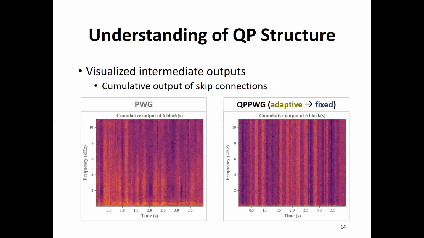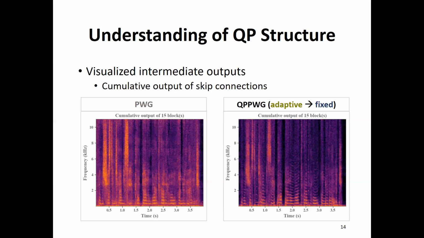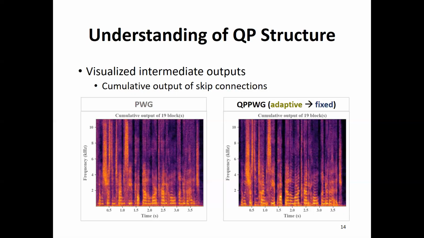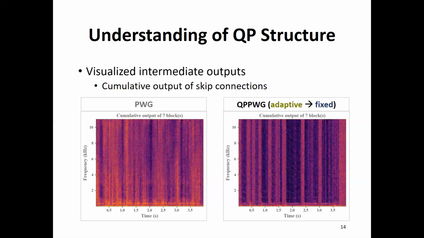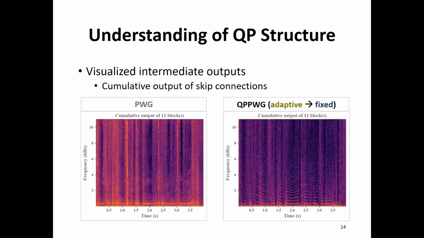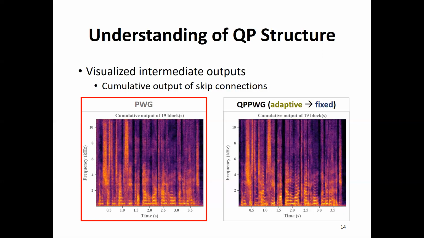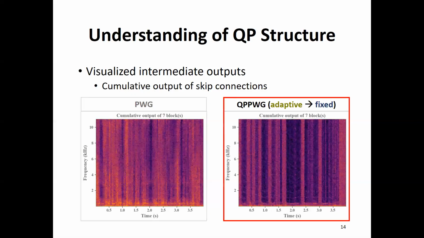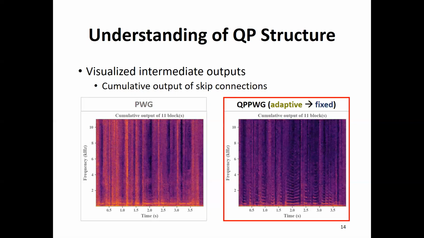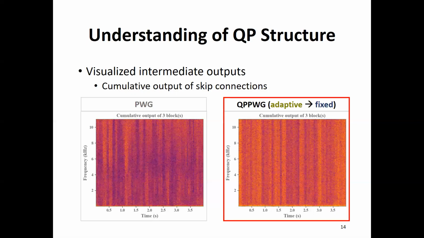Since PWG and QPPWG directly output raw waveform samples, we can easily dissect the model to understand the internal generation mechanism. According to the visualized cumulative intermediate output, we can find that the PWG gradually generates both harmonic and non-harmonic components. However, the QPPWG model with an adaptive to fixed order first generates the harmonic component and then the non-harmonic component.